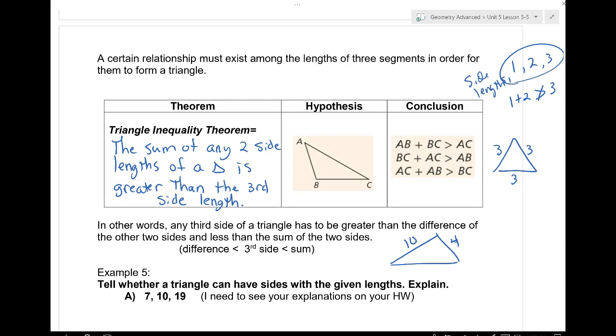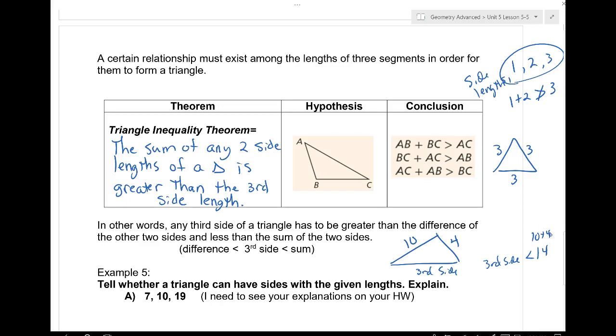What does the third side have to be smaller than? Here's my third side. What are possible lengths for this? Yeah, Connor. You mean the third side has to be smaller than 14. Yeah, it has to be smaller, so it has to be less than the sum. So the third side is going to be less than 14 because I know 10 plus 4 is 14.